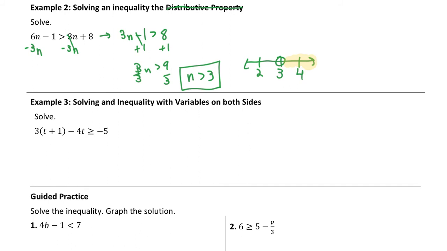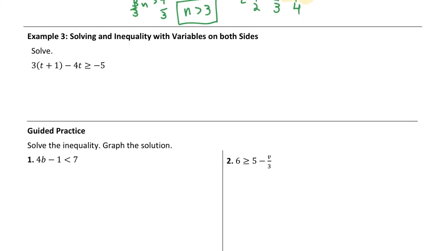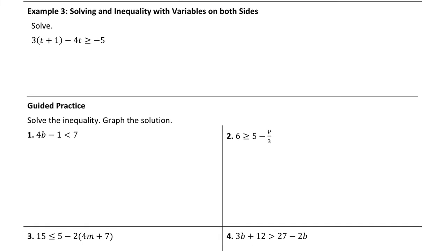Okay. Example 3. This would be one with distribution. So I just kind of mixed up my examples here. So I'm going to just cross this part out. So first, to simplify this, I'm going to simplify the left-hand side. Distribute 3 through the parentheses. So this becomes 3t plus 1 minus 4t is greater than or equal to -5.